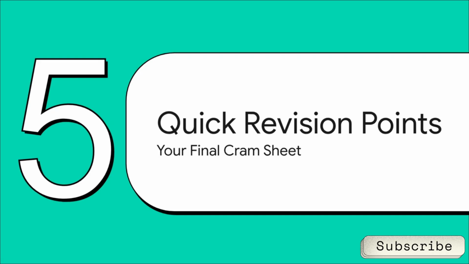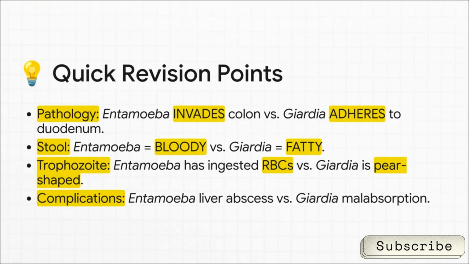Okay, we have covered a ton of information, so let's boil it all down to the absolute must-know facts for your final cram session. This is the slide you need to have seared into your brain on exam day. Here we go. 4 points. Let's make it quick. 1. Pathology. Entamoeba invades the colon. Giardia adheres to the duodenum. 2. Stool. Entamoeba is bloody. Giardia is fatty. 3. Trophozoite.